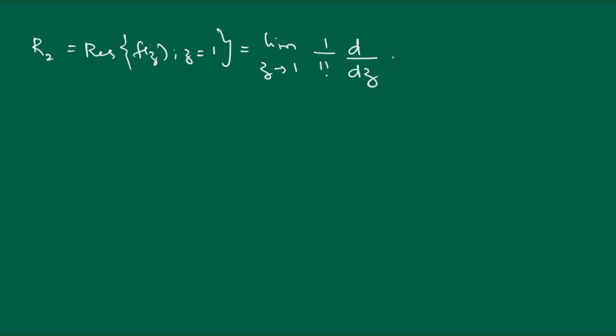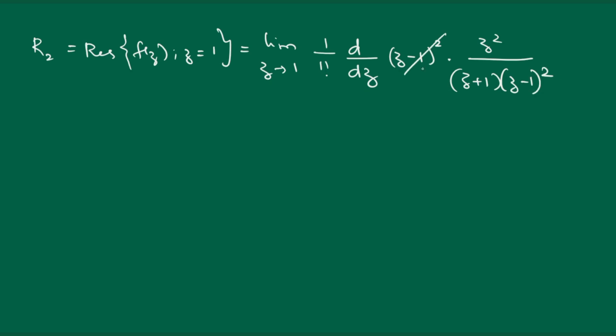So now R2, let it be the residue of f of z at z equal to plus 1, which is equal to the limit as z tends to 1. Here it is a pole of order 2. So here it should be 1 by 1 factorial d by dz of (z minus 1) whole square into f of z. f of z is z square by (z plus 1) into (z minus 1) whole square.